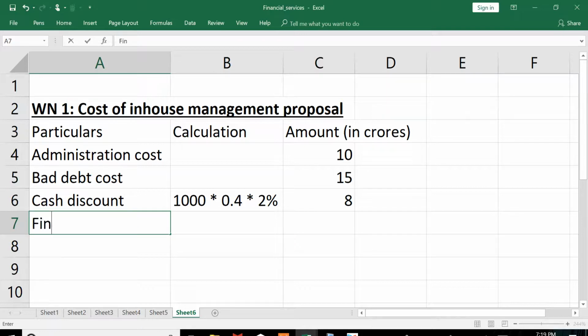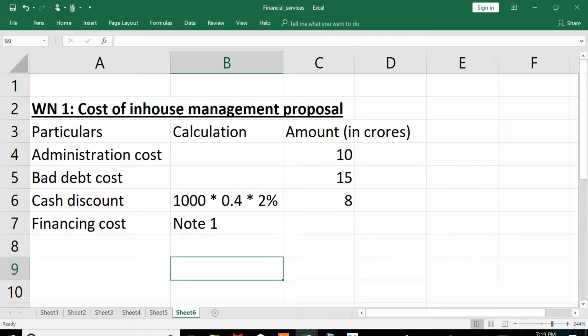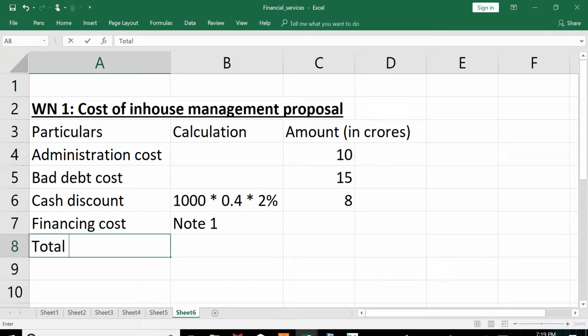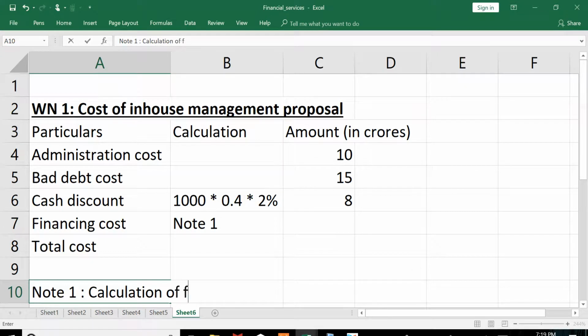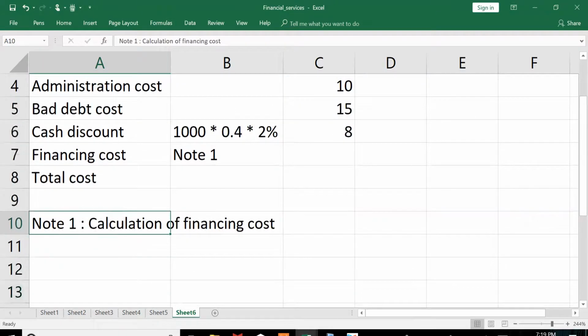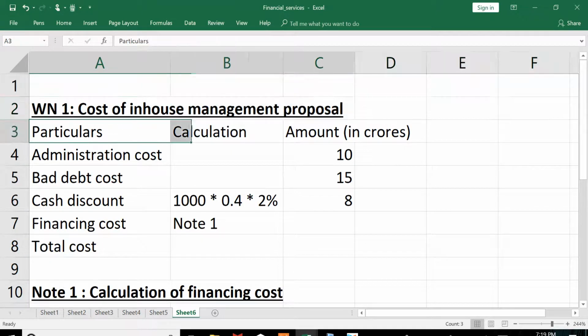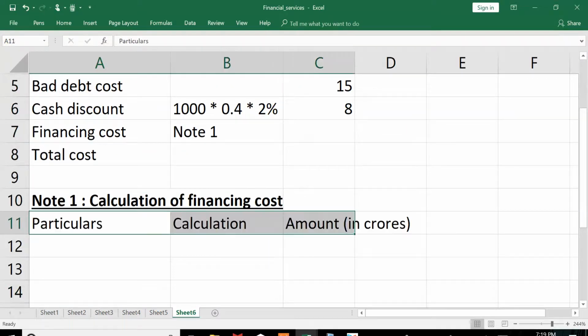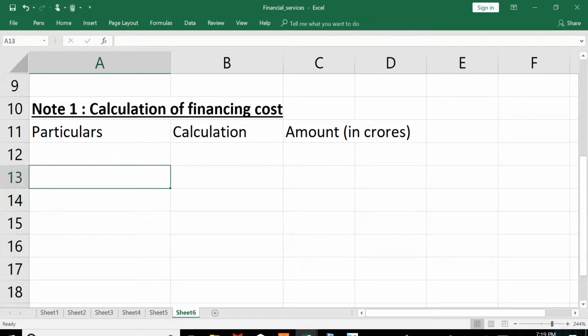Then we have the last item called financing cost. Financing is technically like an interest, note 1. Total cost and come down, note 1, calculation of financing cost. Again particulars, calculation, amount.